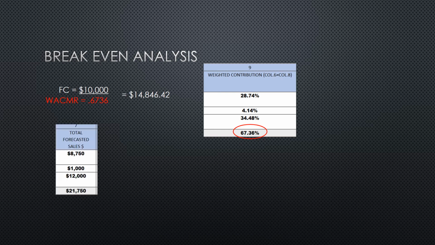In this case, if our forecast of $21,750 is correct, then we have some flexibility. Our margin of safety would then be $21,750 minus our $14,846, or roughly $6,900.